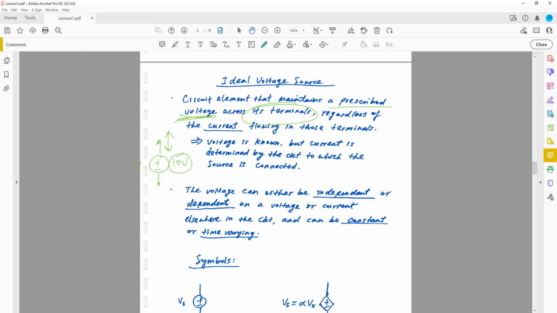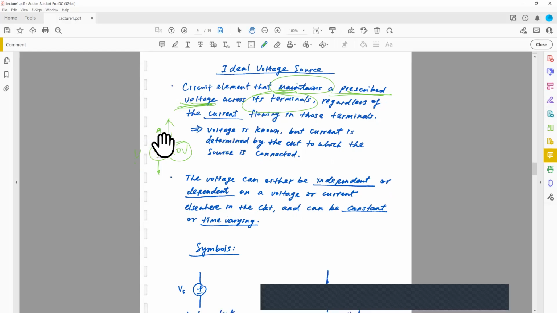Notice that the key here is I want this to maintain a prescribed voltage. This is something that I specify, something that I want. I use 10 volts here as an example. You can use 100 volts, 5 volts, 6 volts, and so forth. This voltage source, or this voltage in general, can be either independent or dependent.